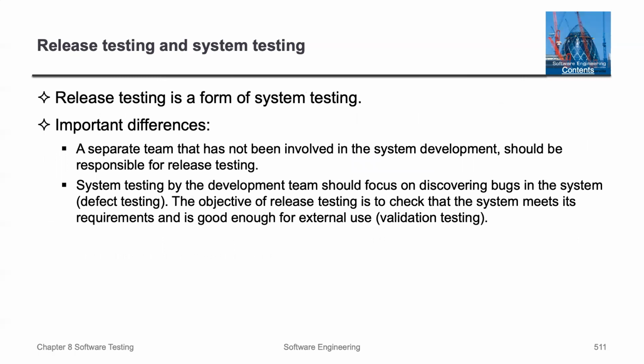In terms of release testing and system testing, release testing is a form of system testing. There are a couple of important differences, though. A separate team that has not been involved in the system development should be responsible for release testing. System testing by the development team should focus on discovering bugs in the system, that is defect testing. The object of release testing is to check that the system meets its requirements and is good enough for external use, that is validation testing.